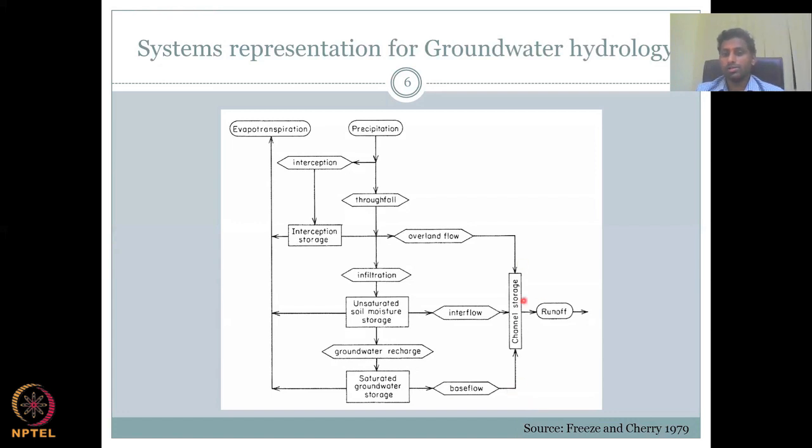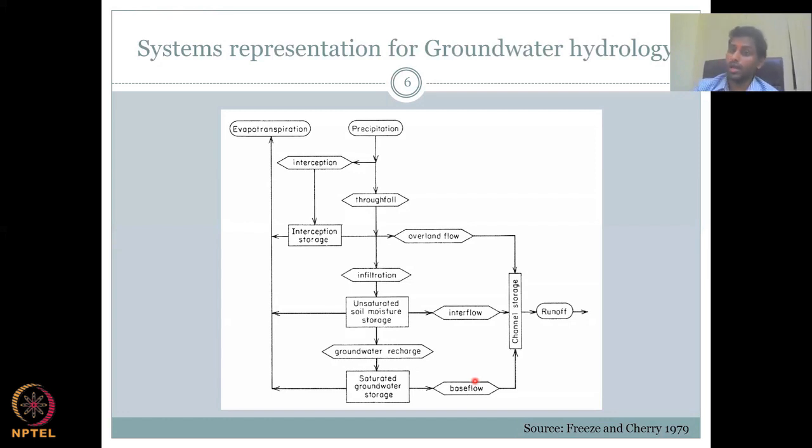Then it goes back to your channel storage and runoff. So the runoff or discharge in the river can have multiple inputs. One is your overland flow, the water hits and comes straight. Some goes as interflow, which comes into the ground and then comes back out. And then the base flow, which is water that goes deeper into the aquifer, stays there for some time and then comes out.